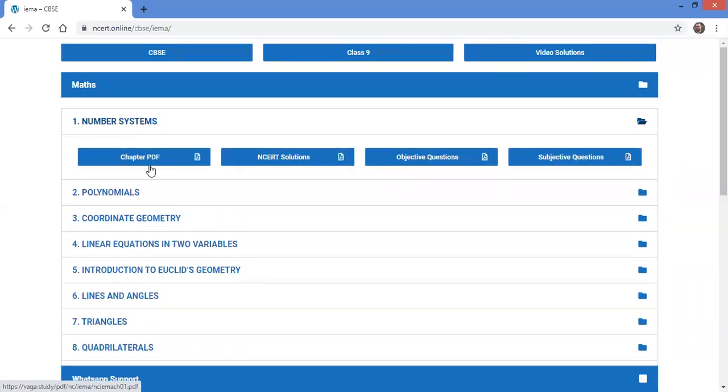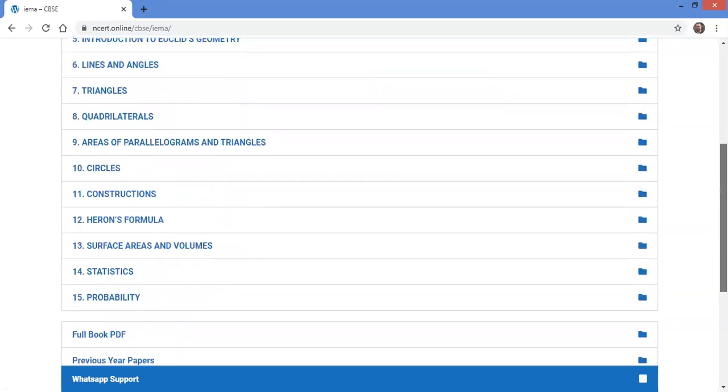So it's chapter wise. The chapter PDF is given. The NCERT solutions are given. Objective type of questions are there. Subjective questions, all type of questions. And if you scroll down further, all the chapters are here.